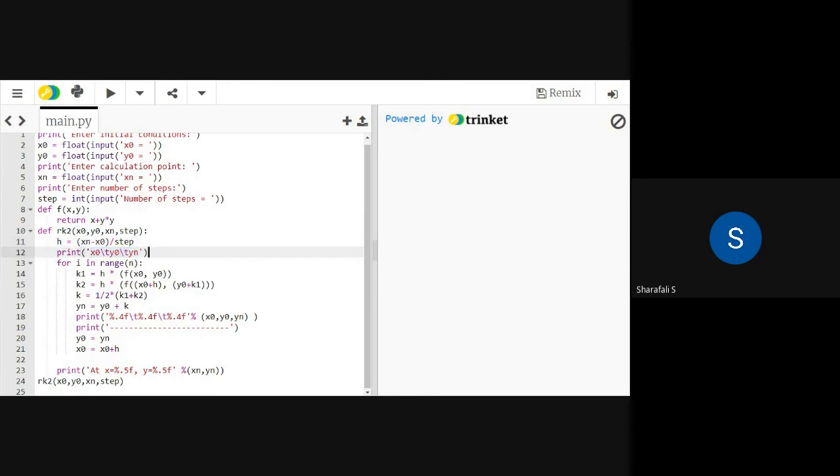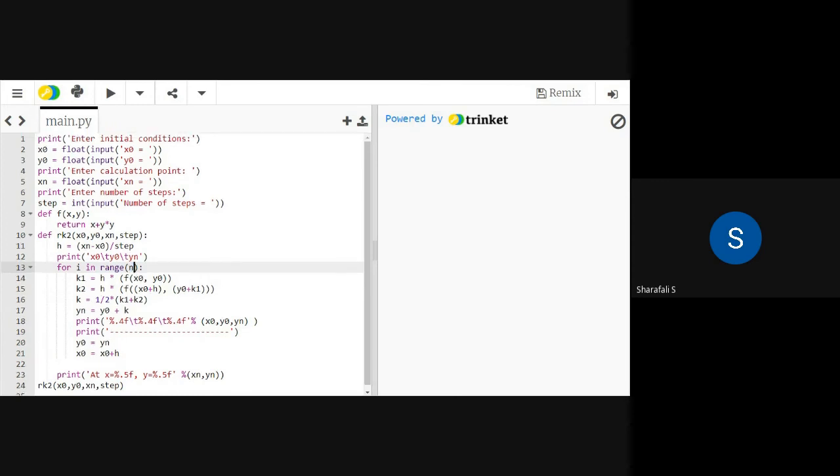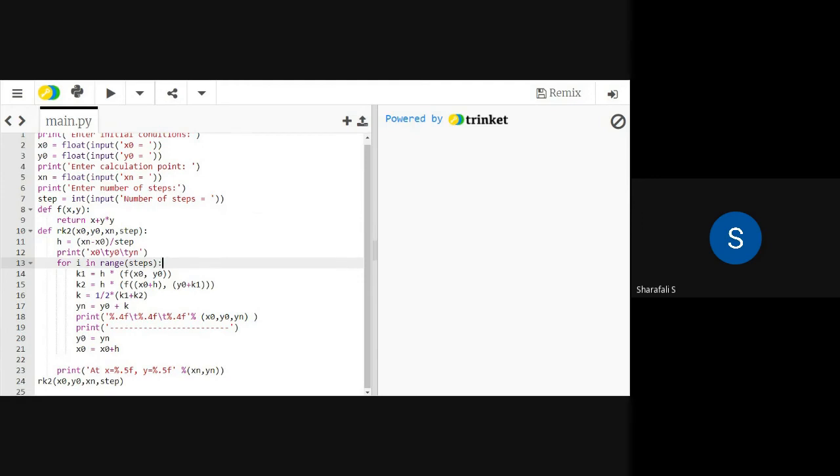And then for i in range n, so n is the steps. What is that n? Let me see whether we are providing any n for steps. I'm just providing it as steps, so I don't think this is okay. I will put steps here. So for i in range steps, how many number of steps are there, that you have to consider.